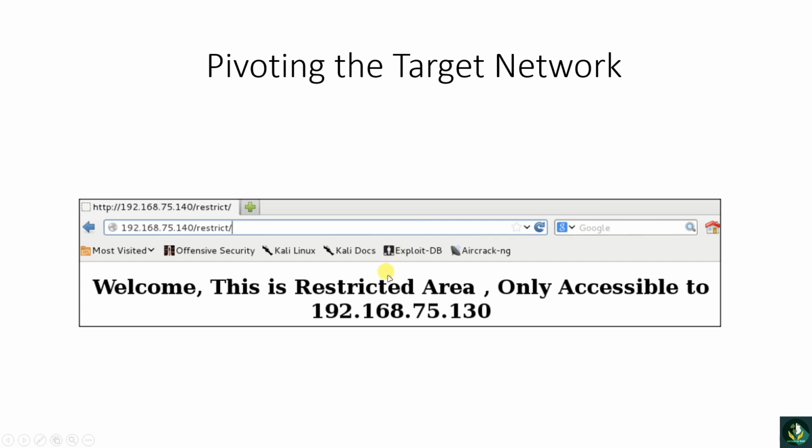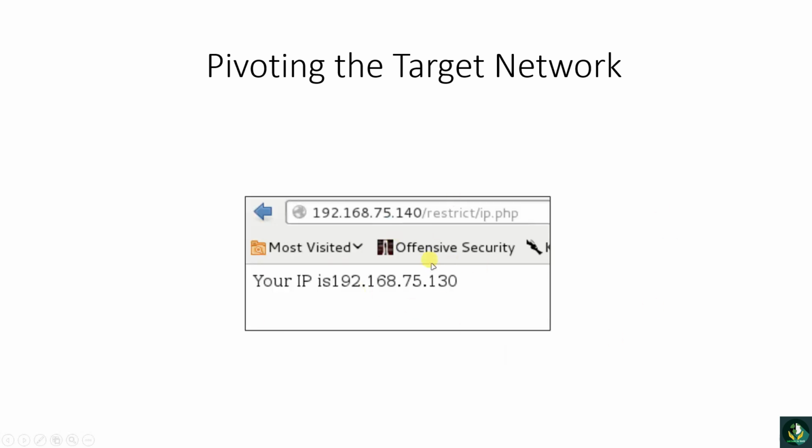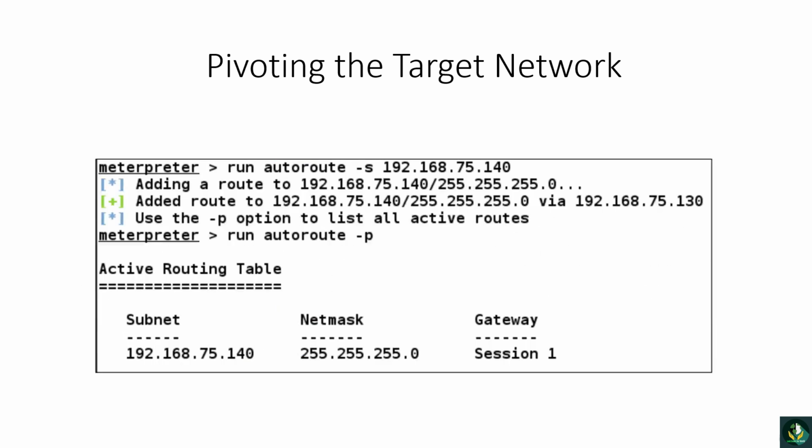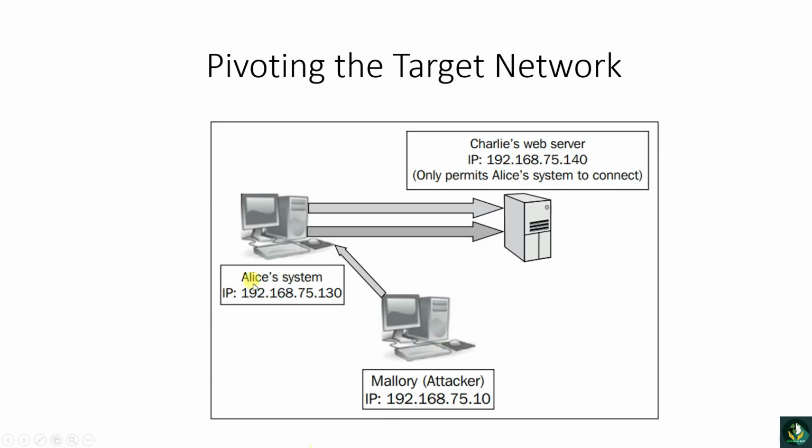So what will that return? If you just type ip.php, as you can see, your IP is this one. Again, you can see there is a success. We are browsing the web with the IP of our compromised system, 130. As you can see, 130, this is the compromised system.